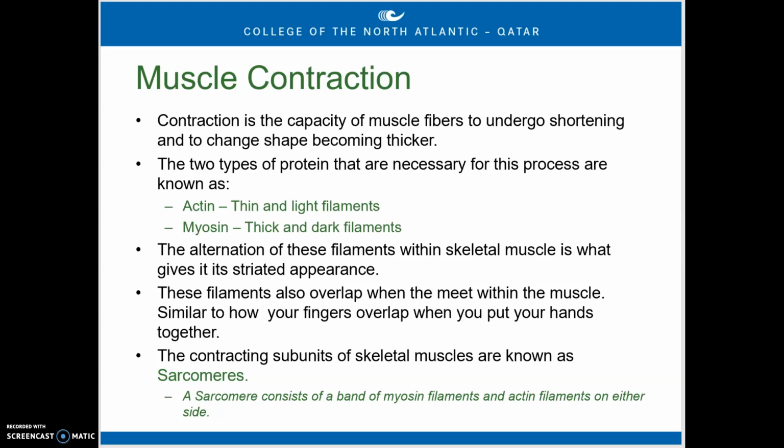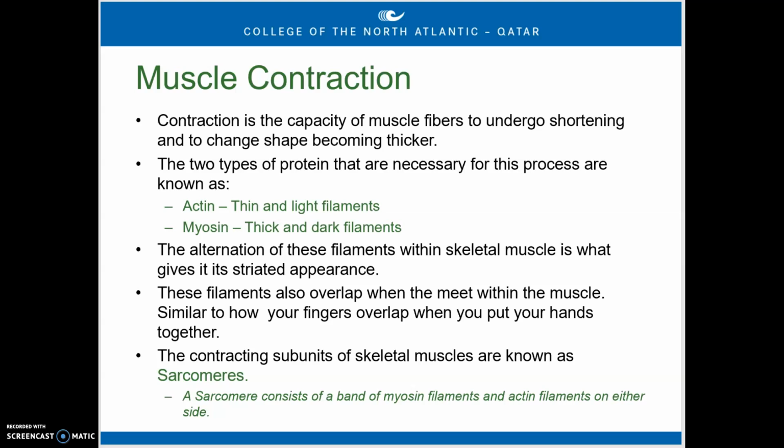Now these filaments will overlap, just like if you were to cross your hands and your fingers slide in between each other. That's exactly the process that happens when myosin and actin overlap. Not only will your fingers and the muscle get shorter, they'll also get thicker, and that's exactly what contraction is going to be.